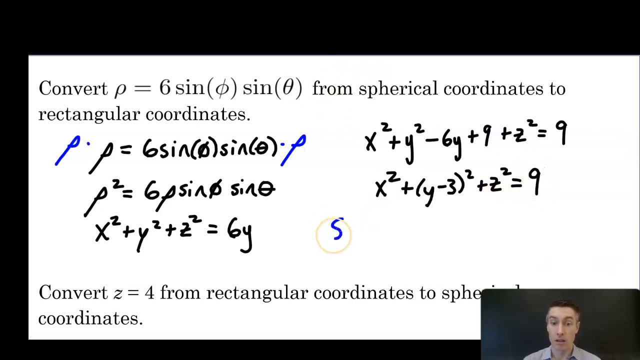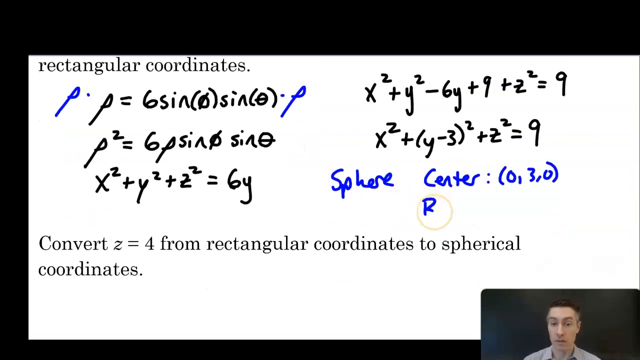So this is still a sphere. Just now the center is (0, 3, 0), and the radius is 3. So this is just looking at a different way to define a sphere that's not centered at the origin in spherical coordinates. Still works out nice, but not as nice as rho equals 1 or rho equals 2.